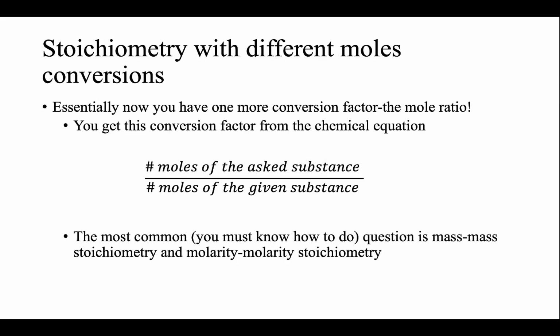So essentially, what you just learned in this video is you have one more conversion factor to work with, which is the mole ratio, which you are going to get from your balanced chemical equation. So you have the number of moles of the asked substance, usually the unknown amount that we are asking you, over the number of moles of the given substance.